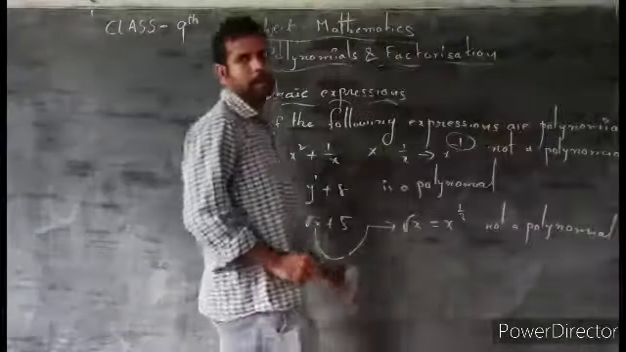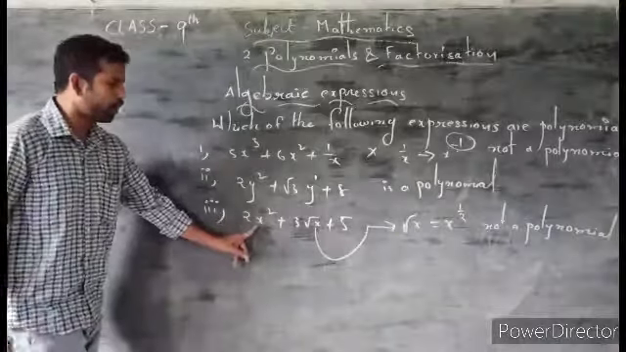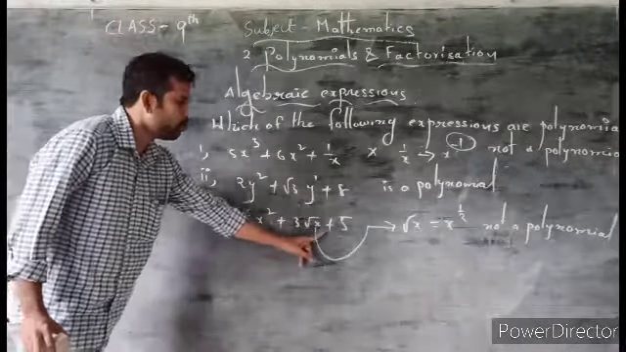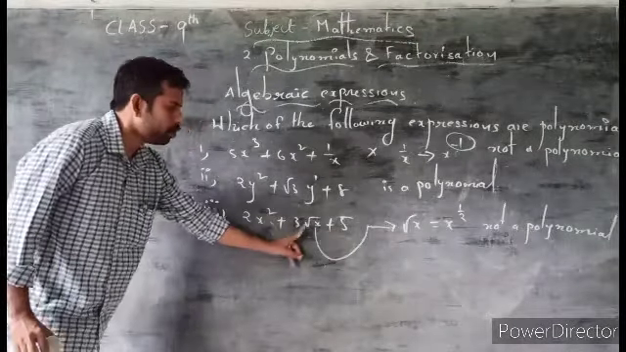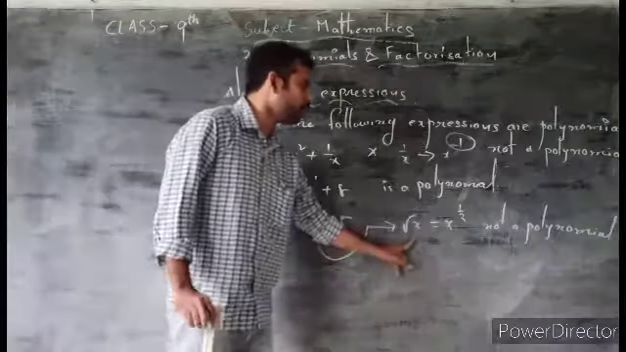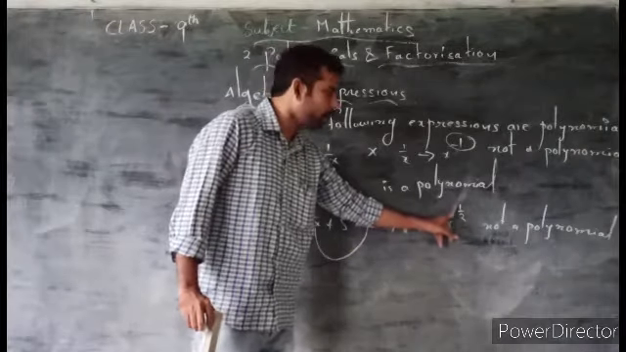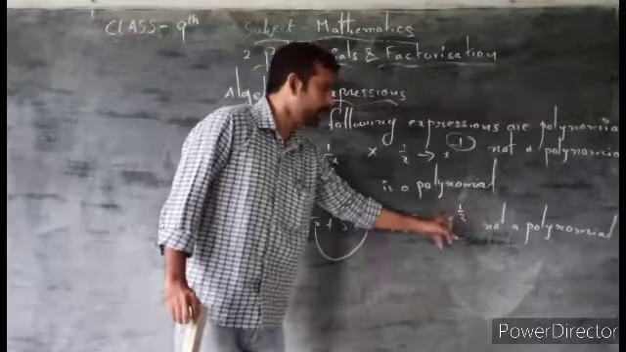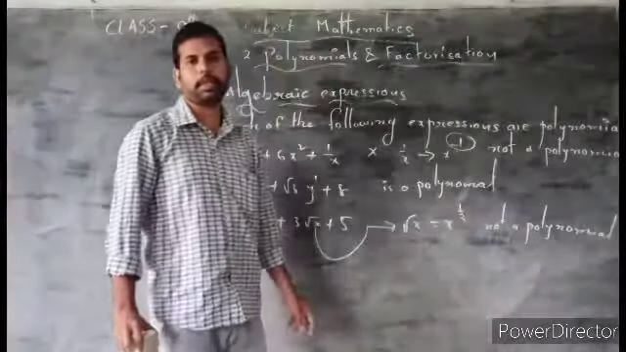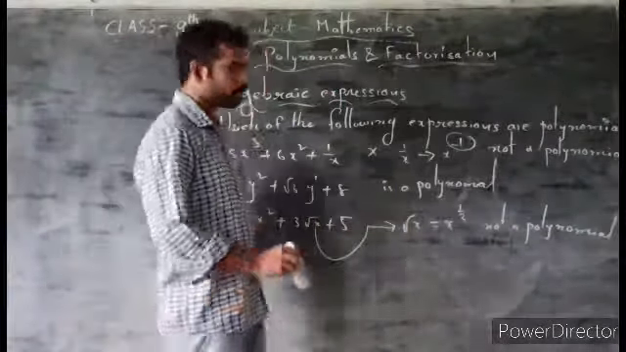Not a polynomial. 2 into x square plus 3 into root x plus 5. The root x value is converted to x power 1 by 2, so the exponent becomes a fraction. So it is not a polynomial.